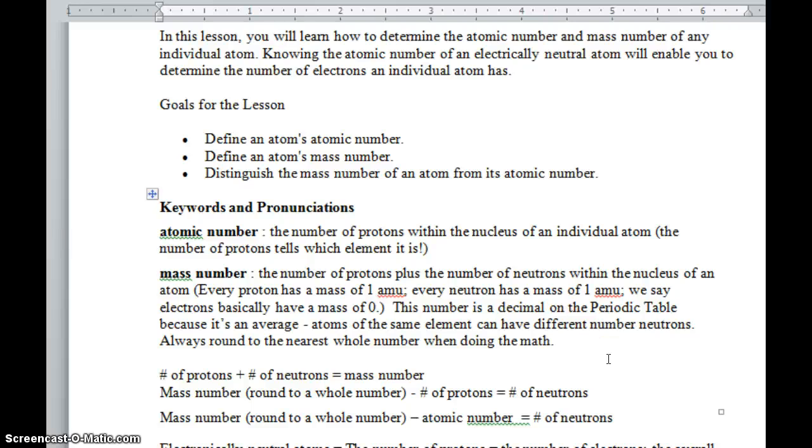And actually, before we start that next slide, I added a little bit more to our definition of the mass number. So I added that the mass number is the decimal on the periodic table because it's an average. Atoms of the same element can have different numbers of neutrons. And even though they didn't give us that word yet, it's called an isotope. So you don't need to know it yet, but I'm throwing it out there. Always round to the nearest whole number when doing the math.